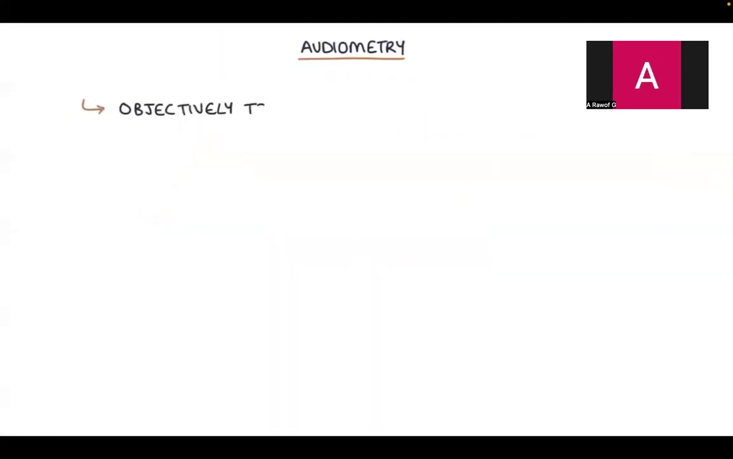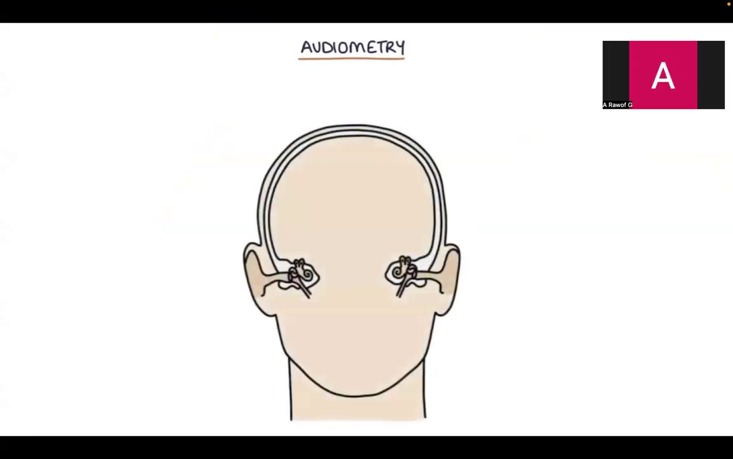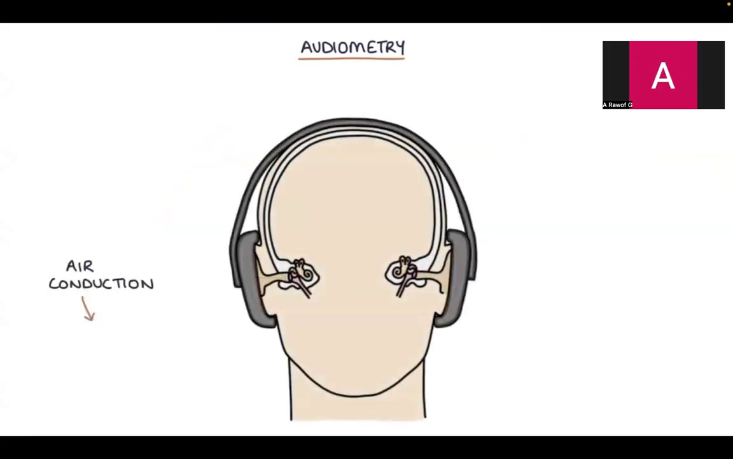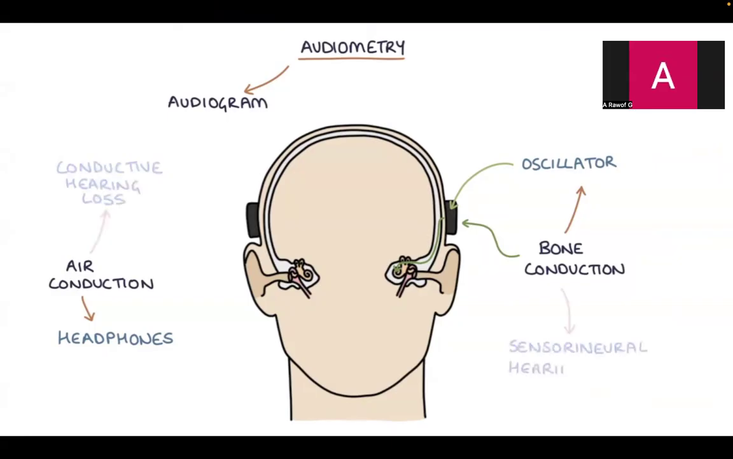Audiometry involves objectively testing a patient's hearing by playing a variety of tones and volumes. Air conduction is tested by using headphones, and bone conduction is tested using a device called an oscillator that delivers sounds directly to the bones of the skull. Audiometry results are recorded on an audiogram. Audiograms can help identify and differentiate between conductive and sensory neural hearing loss, and we're going to talk in more detail about how this is done.